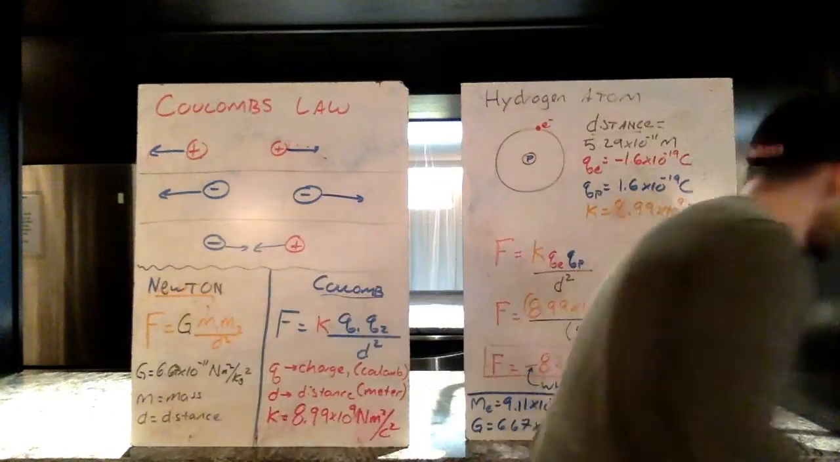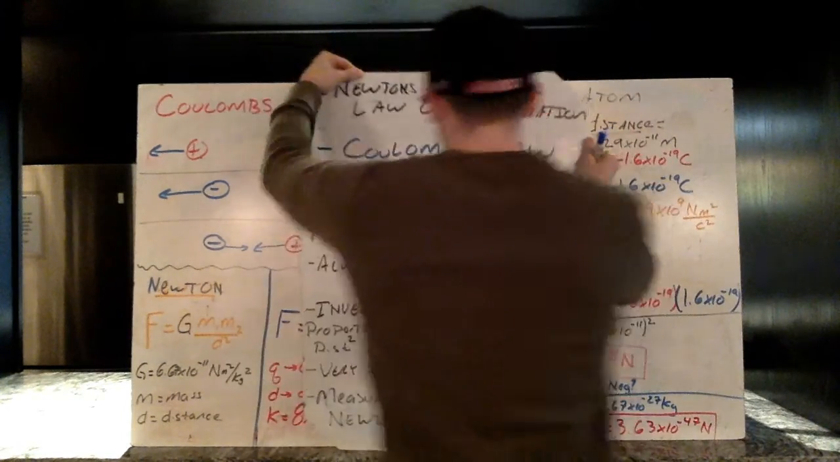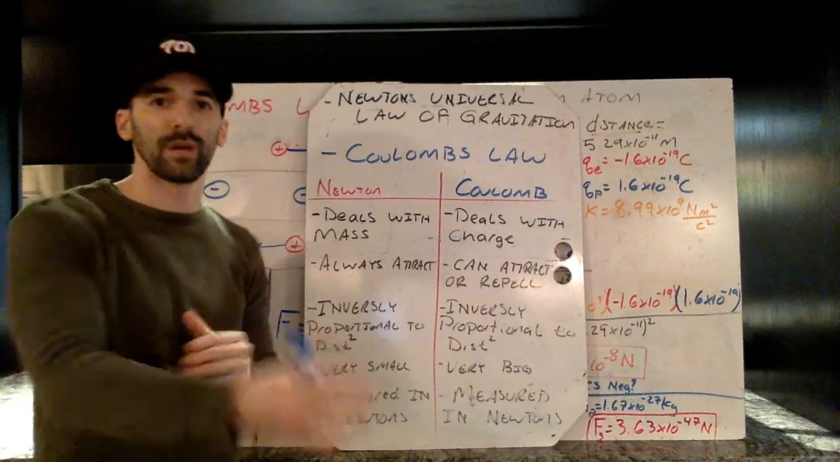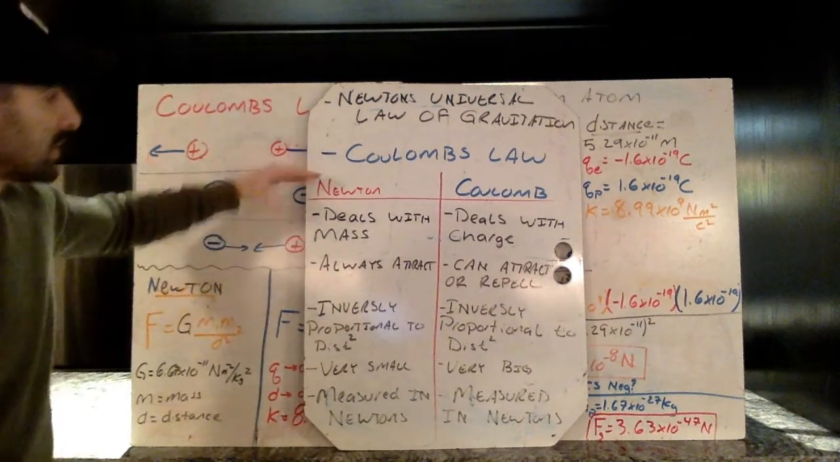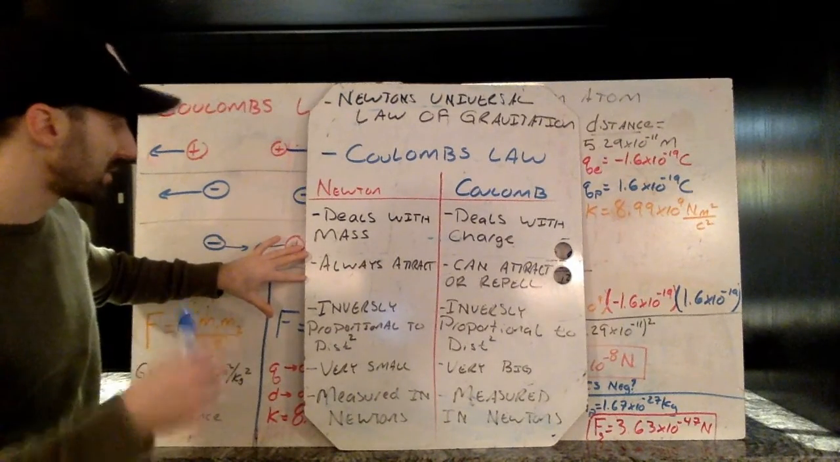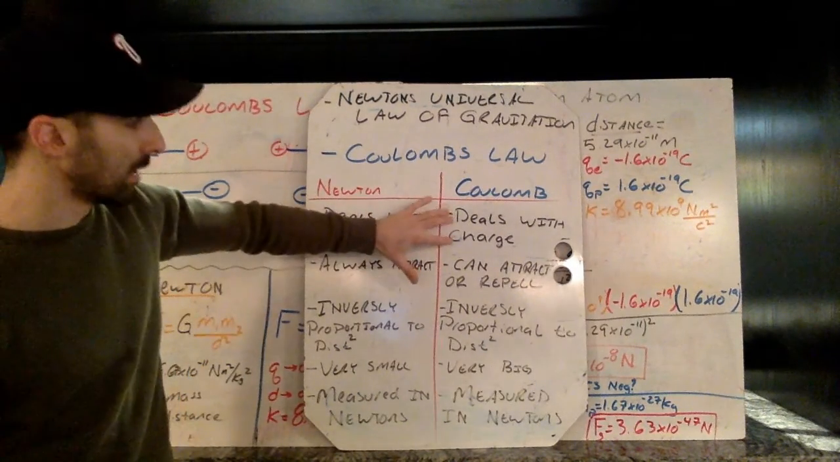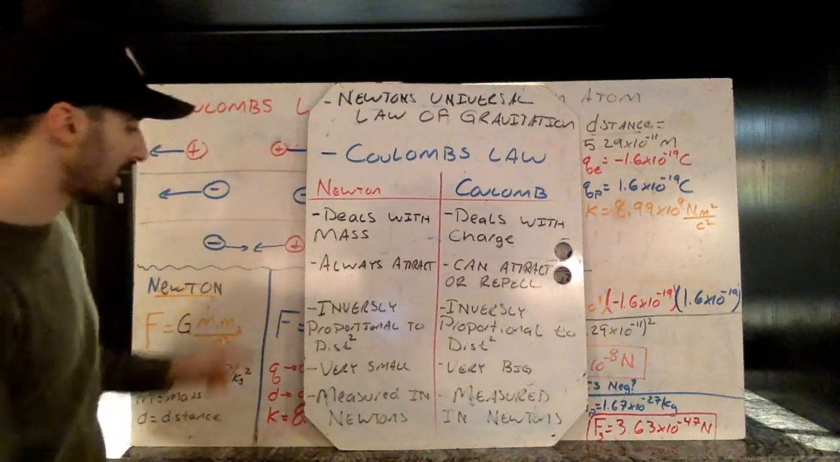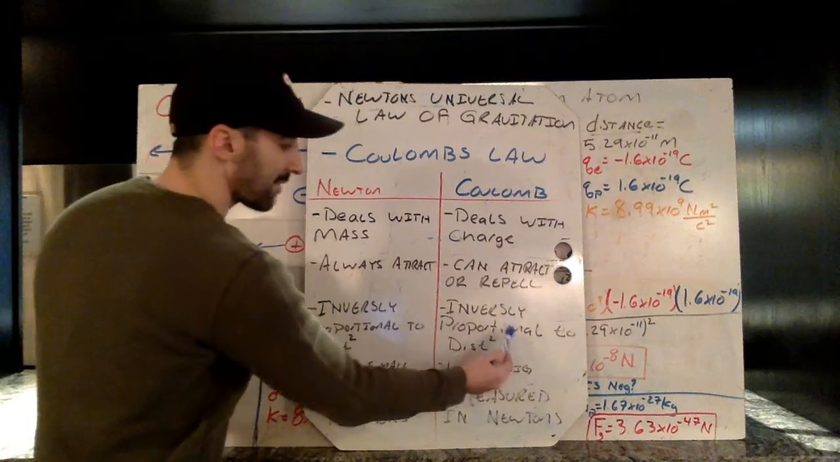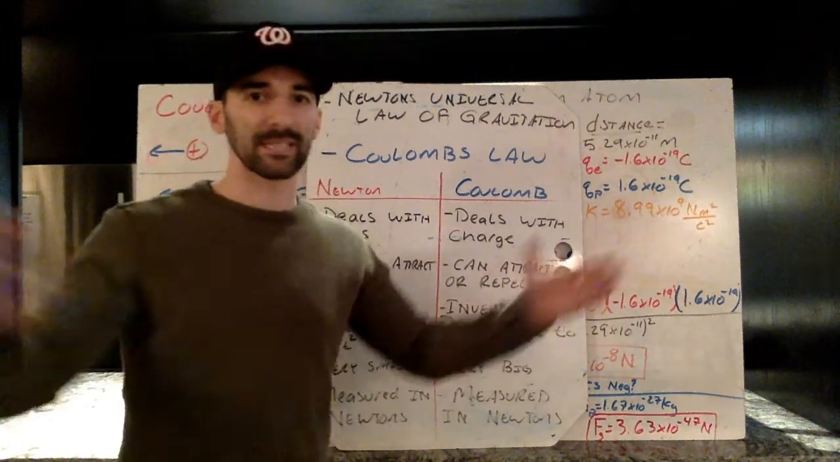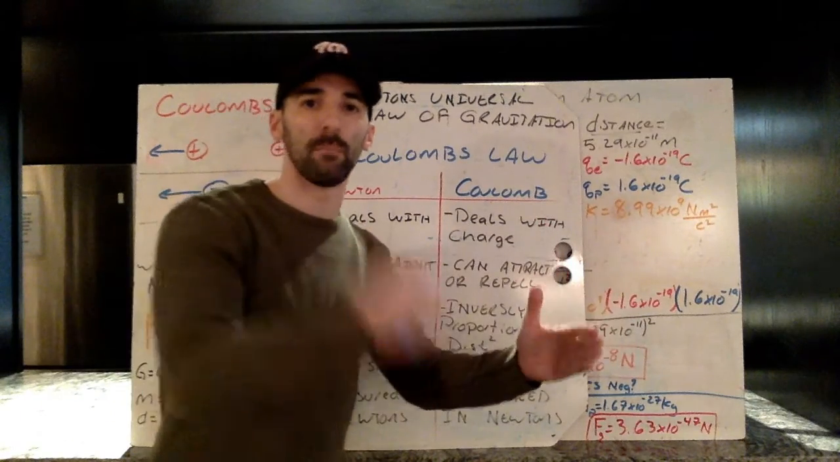So last, to summarize everything, I have just a quick summary of all of Coulomb's law versus Newton's law. Newton's law deals with masses. Newton's law is always attractive. Those are different from Coulomb's law, it deals with charge. And Coulomb's law can attract or repel. Both of them are inversely proportional to the distance squared, which means if the distance gets bigger, the force gets much, much smaller.